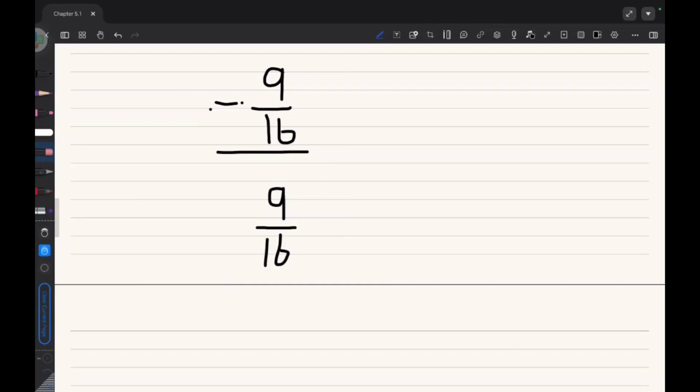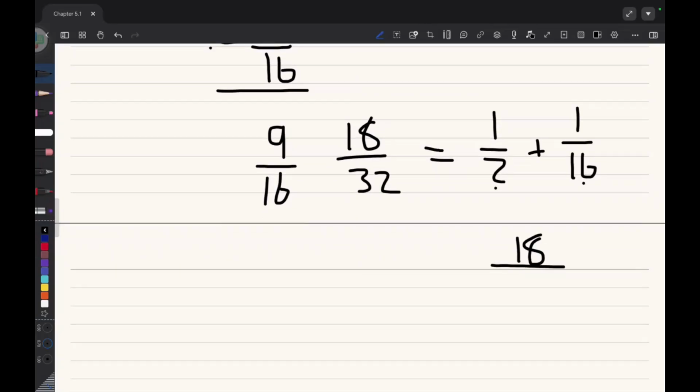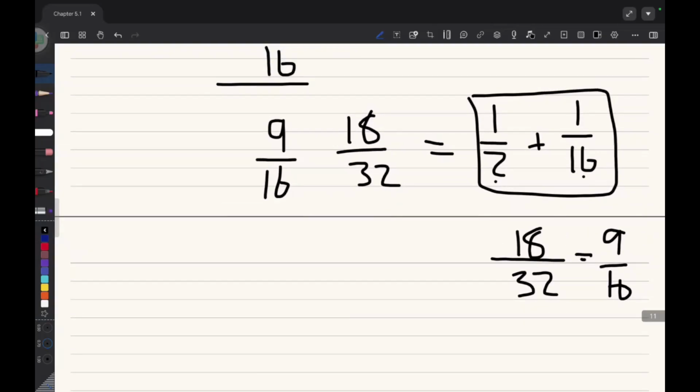Multiplied by 2, this number is going to be 18/32. Now I can think of two numbers that can give me an 18 on the top and a 32 at the bottom: 1/2 plus 1/16. Why? 16 plus 2 is 18, and then 16 times 2 is going to be 32. And this is going to be equal to 9/16. So we are going to have these two numbers.